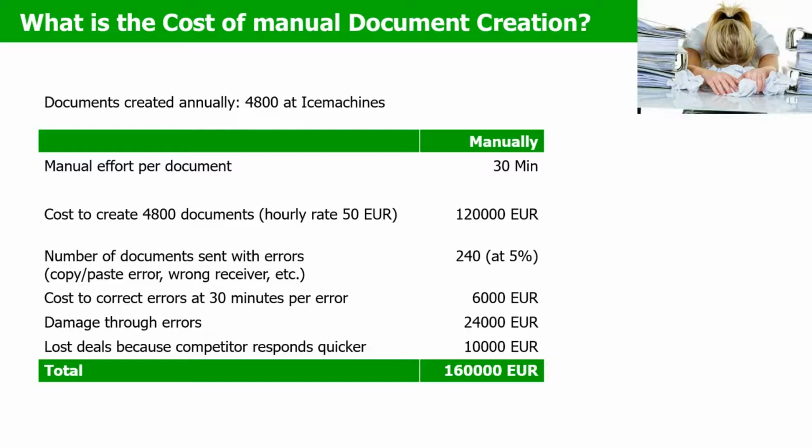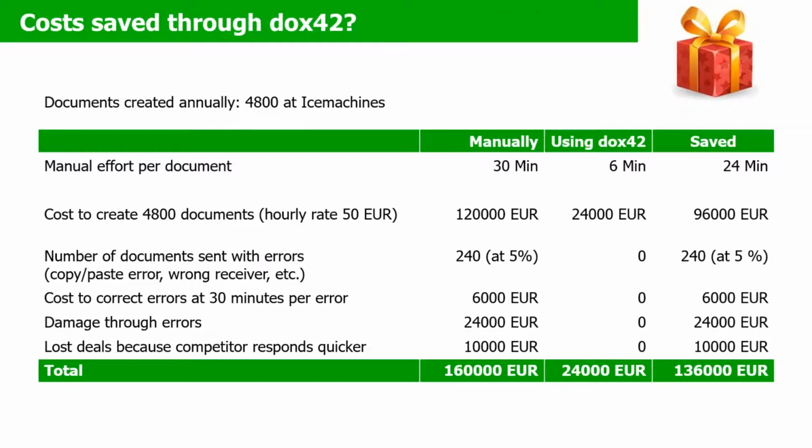Now, okay, can you save something? And the good answer is yes, because using Dox42, you can cut that time dramatically to 6 minutes. We say 80% of the time could be saved. Yeah, that was exactly our input. That means we can cut it from 30 minutes to 6 minutes. That means the cost to create these documents is only 24,000 euros.